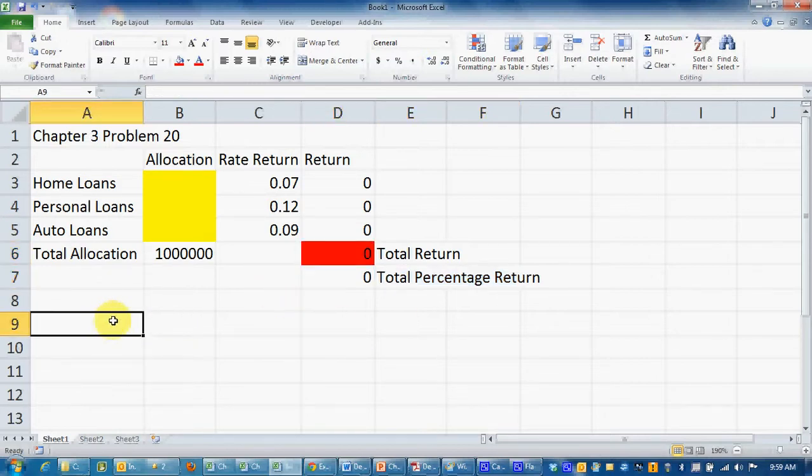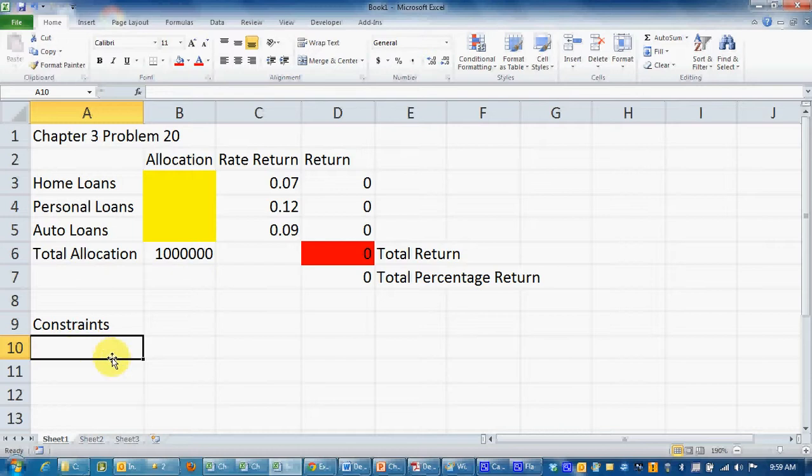Now let's set up our constraints. And the constraints were pretty obvious in this one, the second half of the problem, which tends to be the case. It says the bank's planning committee has decided at least 40% of the new funds must be allocated to home loans. In addition, the planning committee has specified that the amount allocated to personal loans cannot exceed 60% of the amount allocated to automobile loans.